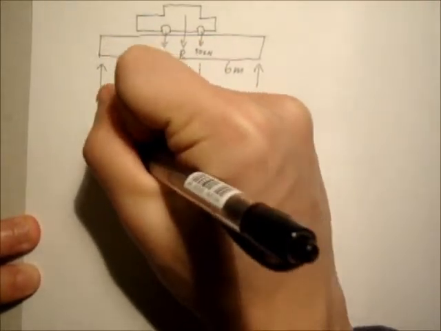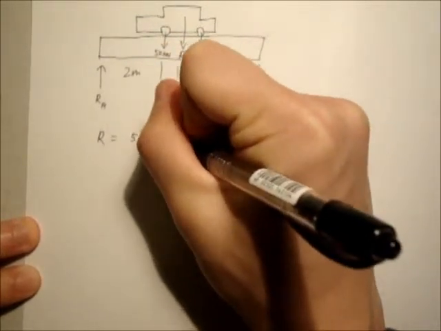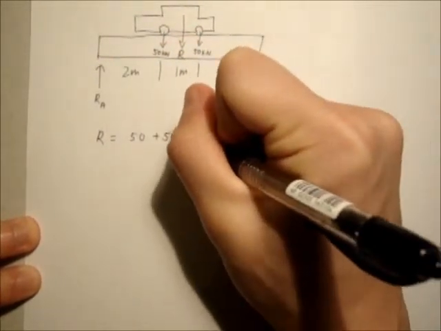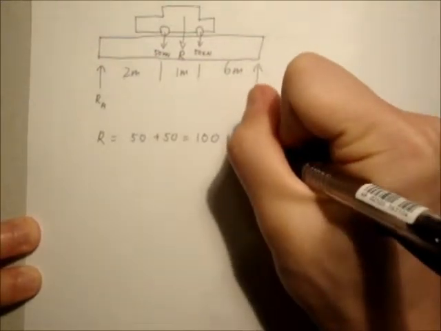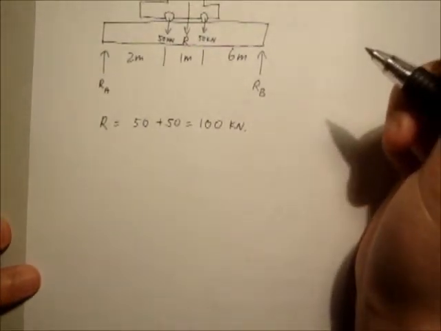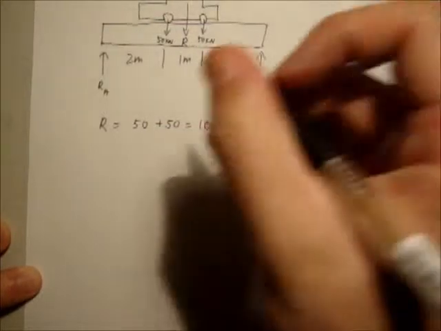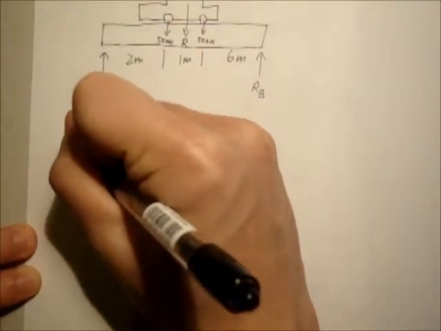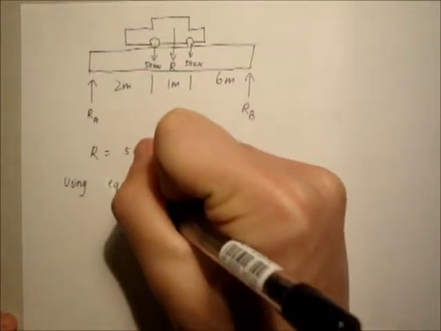Now R can be denoted as 50 kilonewtons plus 50 kilonewtons, since the car is symmetrical, and that would equal to 100 kilonewtons. Therefore, to calculate RA and RB, we use equations of equilibrium.